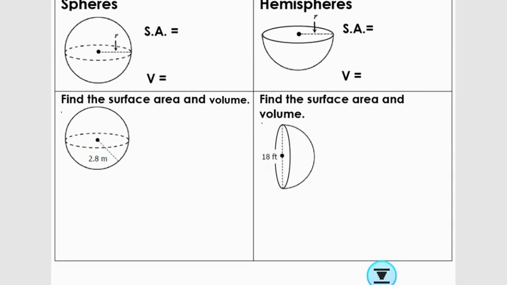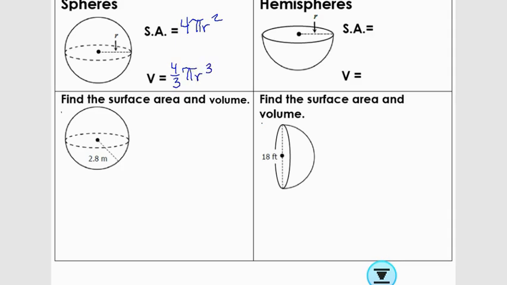So again, this is on your formula chart. We have that the surface area of a sphere is 4 pi r squared, and the volume of a sphere is 4/3 pi r cubed. And I just pulled those straight from my formula chart.